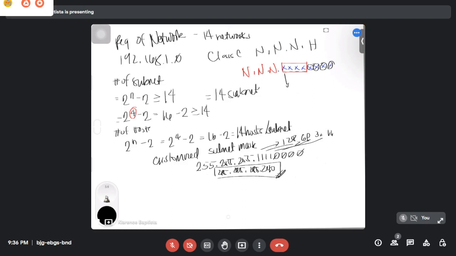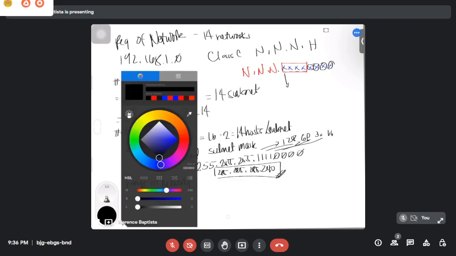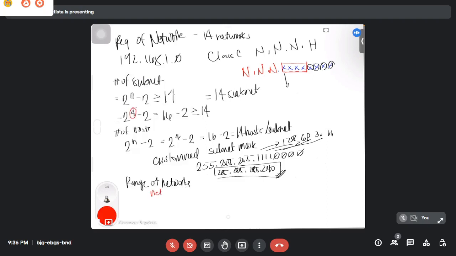Ngayon, paano natin ulit makukuha yung tinawag nating range of networks? Dito na lang tayo. Range of networks. So, meron tayong network ID. Network ID. And then we have the broadcast. So, dahil 14 subnets ito, so 14 po na ranges, plus 2, 16 ranges po ito. Okay?